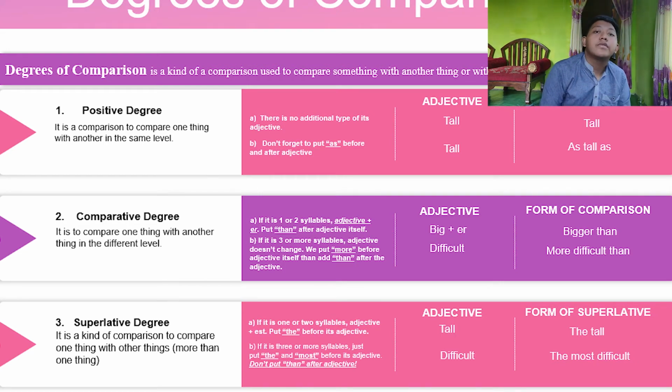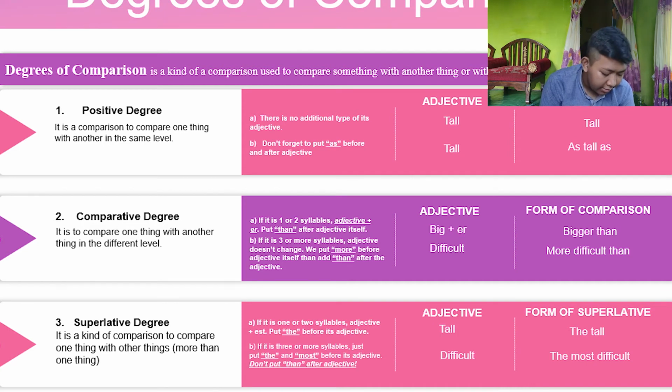Degrees of comparison. What is degrees of comparison? Degrees of comparison is a kind of comparison used to compare something with another thing, using an adjective to compare. There are three kinds of degrees of comparison. The first kind is the positive degree. Positive degree is a comparison of one thing with another at the same level.